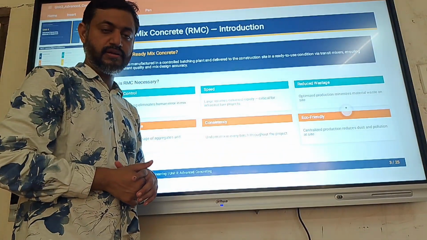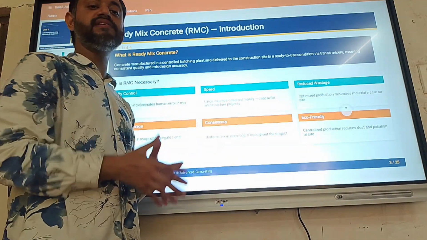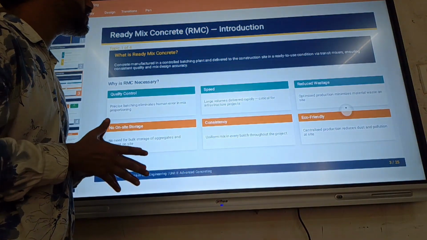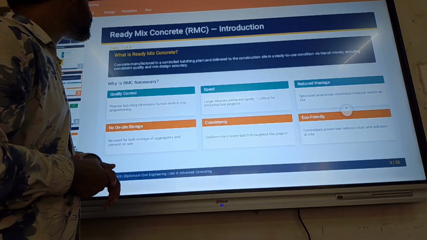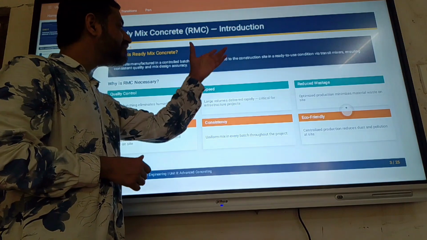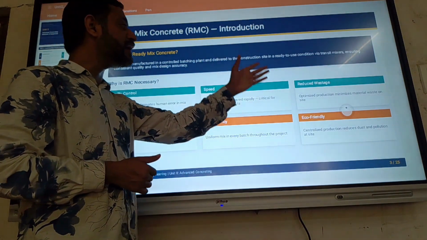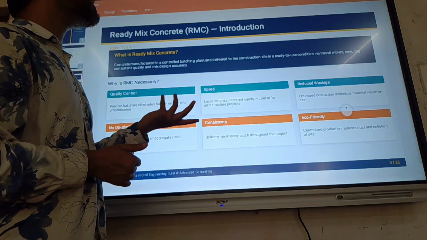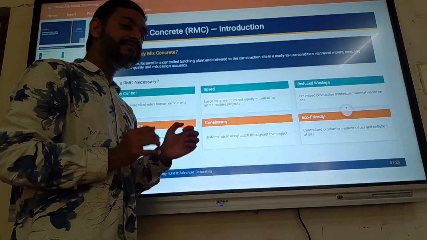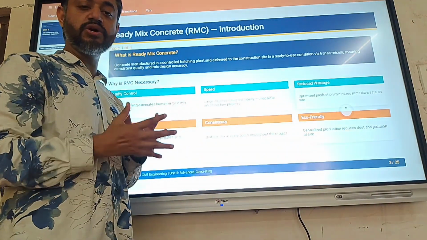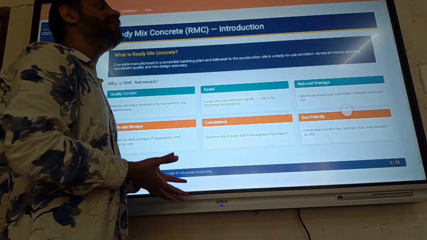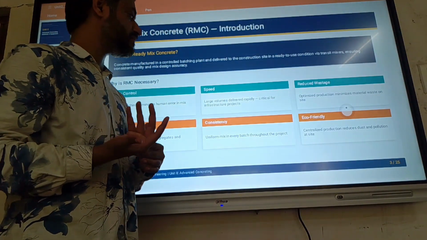Ready mix concrete, RMC, one of the most important topics in the civil engineering department. What is ready mix concrete? Concrete manufactured in a controlled batching plant and delivered to the construction site in a ready-to-use condition via transit mixers, ensuring consistent quality and mix design accuracy. So ready mix concrete হলো এমন ধরনের কংক্রিট যেগুলো প্লান্টে তৈরি হচ্ছে and as per the desire of the engineers they are being transported to the desired site.